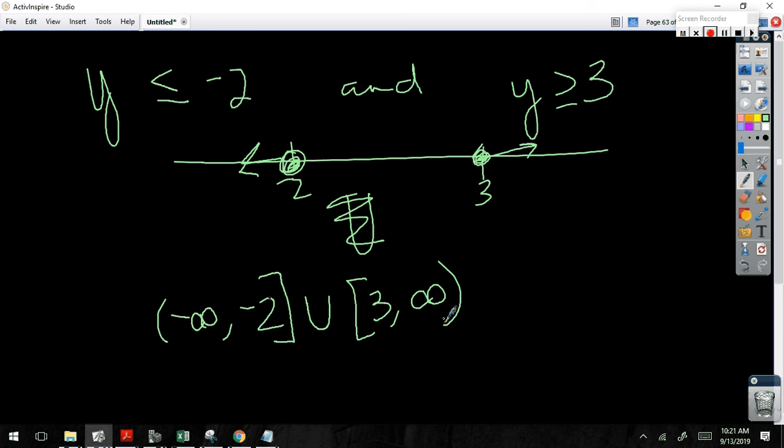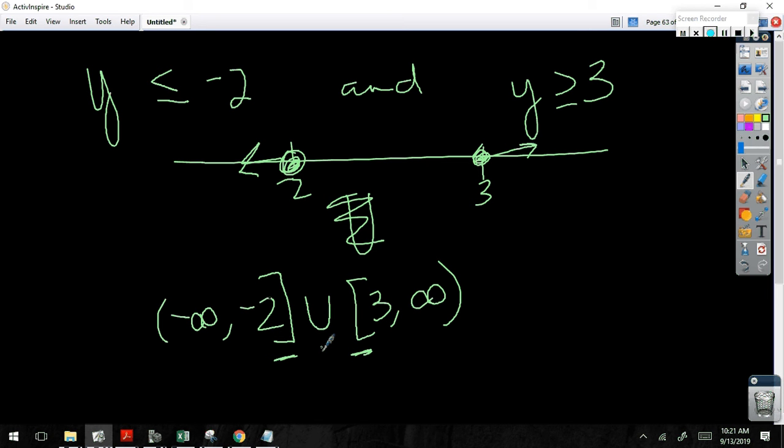It's not bad, right? It's just a new way of writing what you already know. I'm just confused on the brackets. Brackets: if there's a line under it or it includes the point, it's a bracket. If it does not include the point, it's a parenthesis. Think closed dot, open dot.